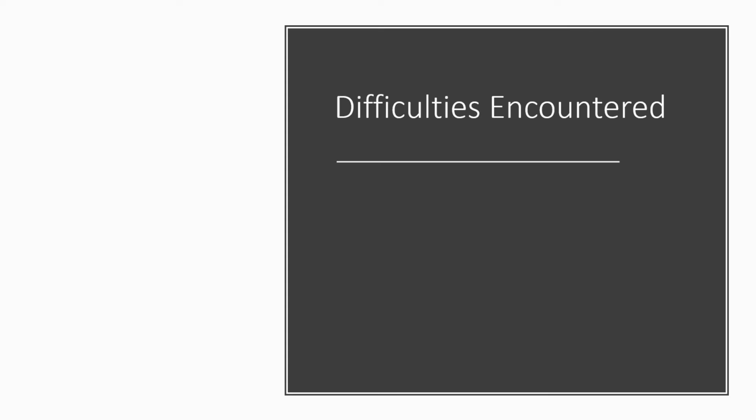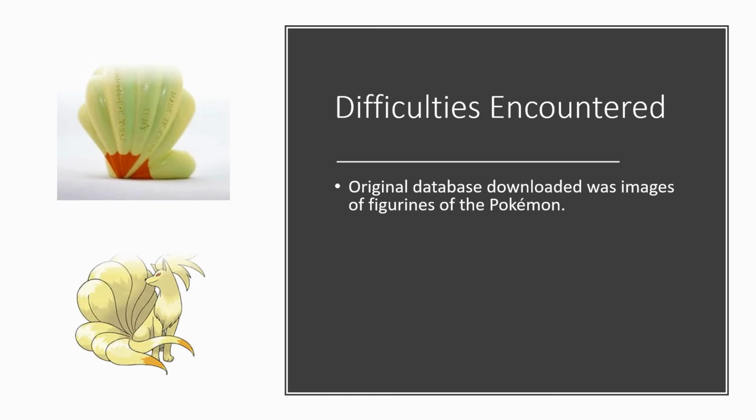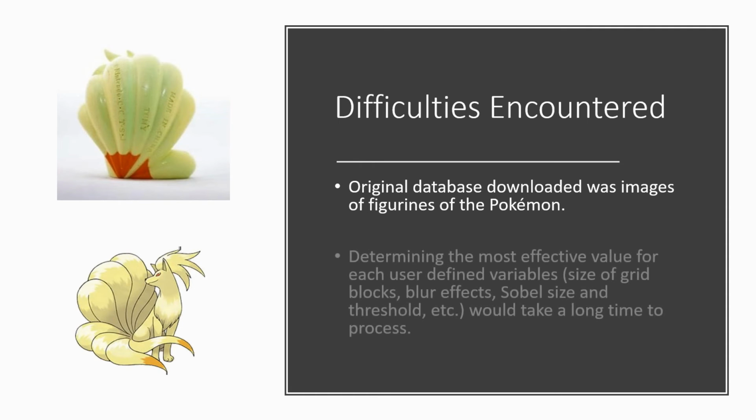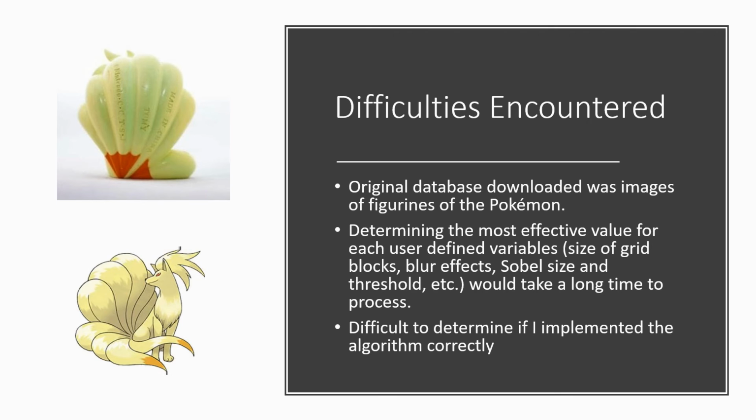There are several difficulties that were encountered throughout this project. The primary issue being that the majority of the training images were pictures of figurines, and the testing images are all drawing-like. The figurines also only capture one specific position of the Pokemon. Some even had minor scratches and engravings. There are also several variables that are user-defined. Therefore, finding the most effective value is very challenging. The last complication I ran into is validating that I implemented the algorithm correctly, as error in classification is expected.